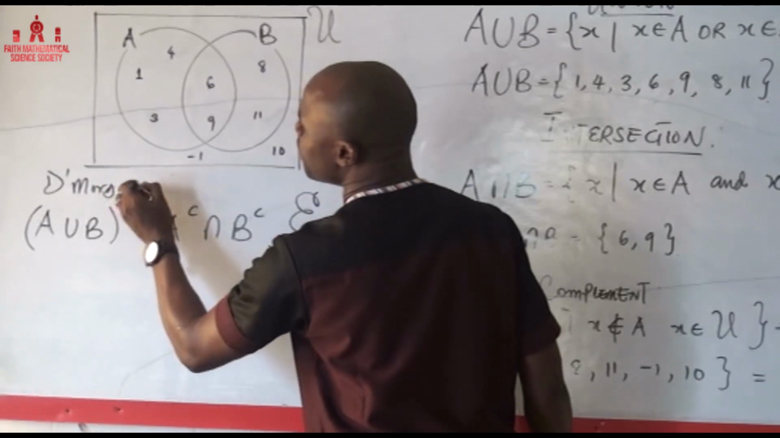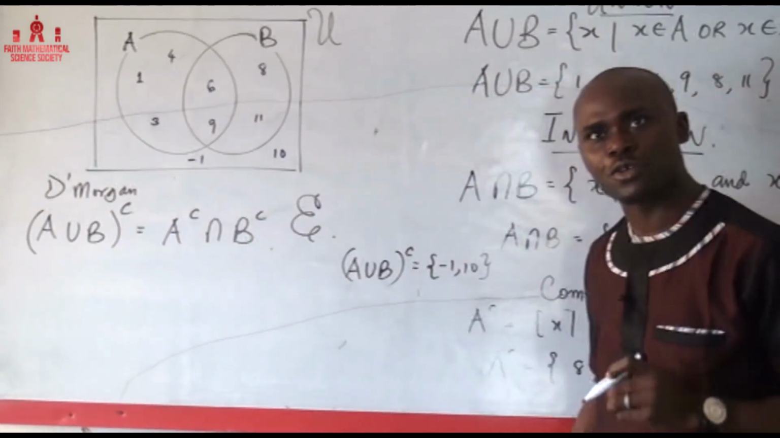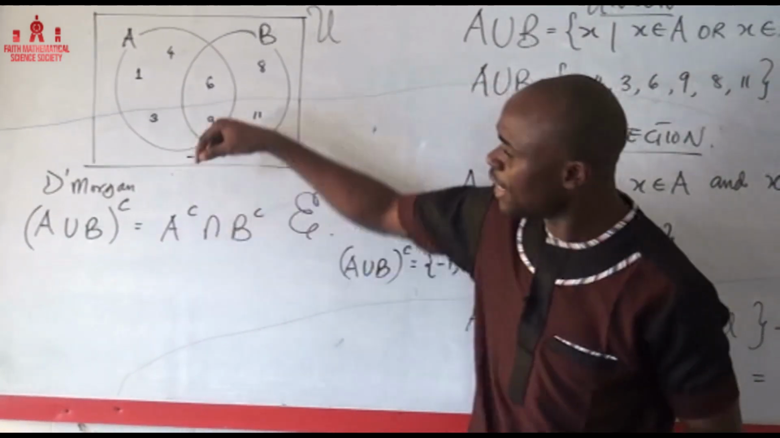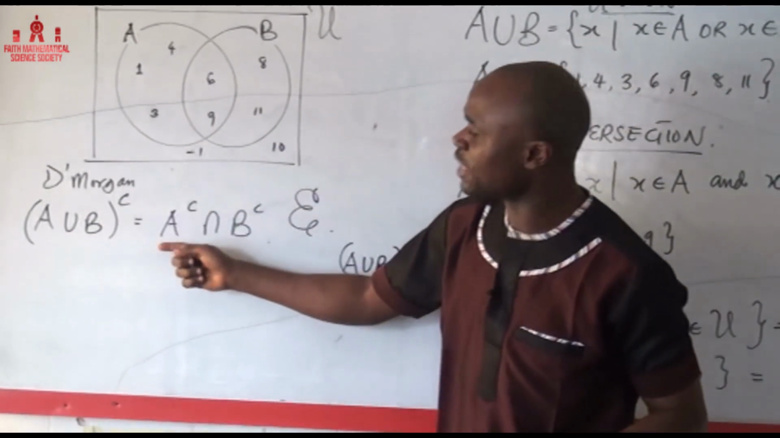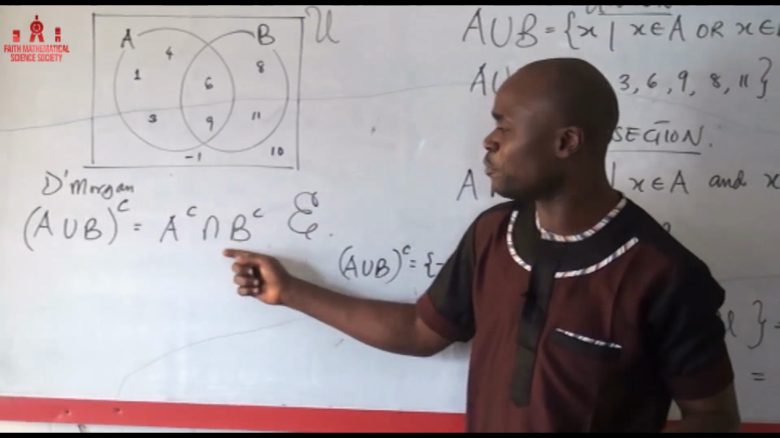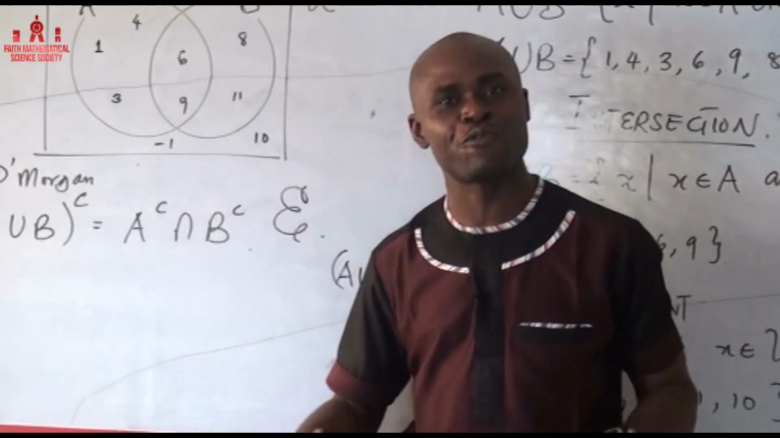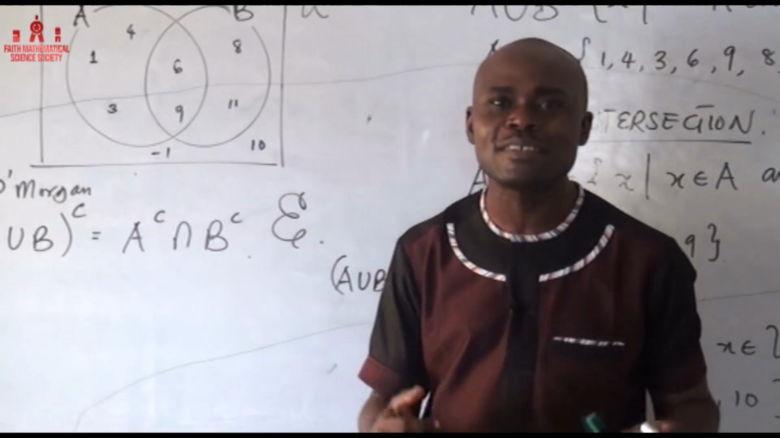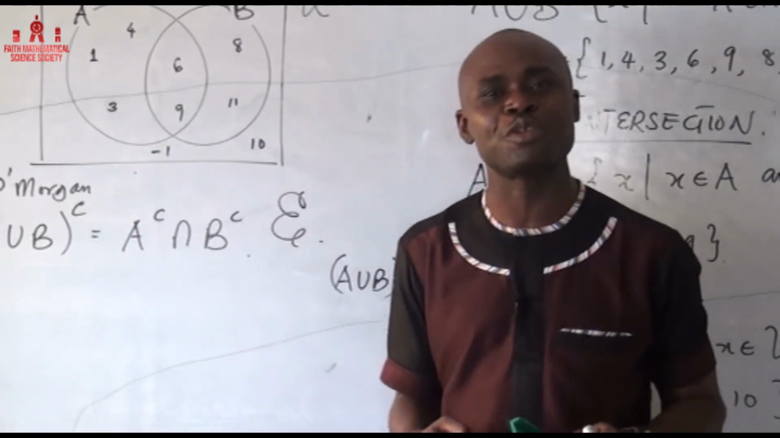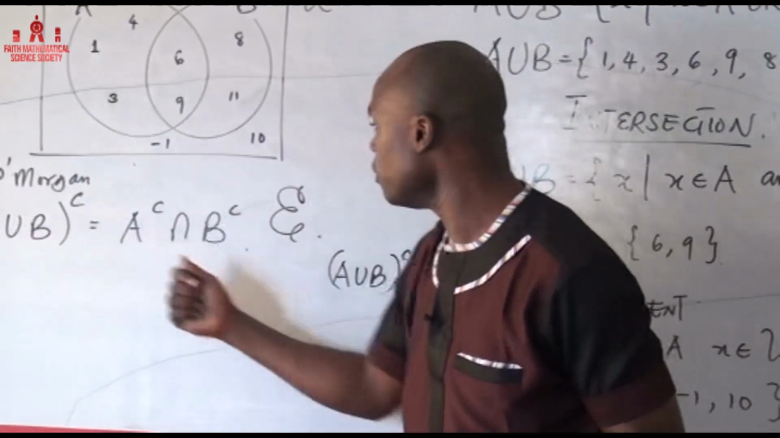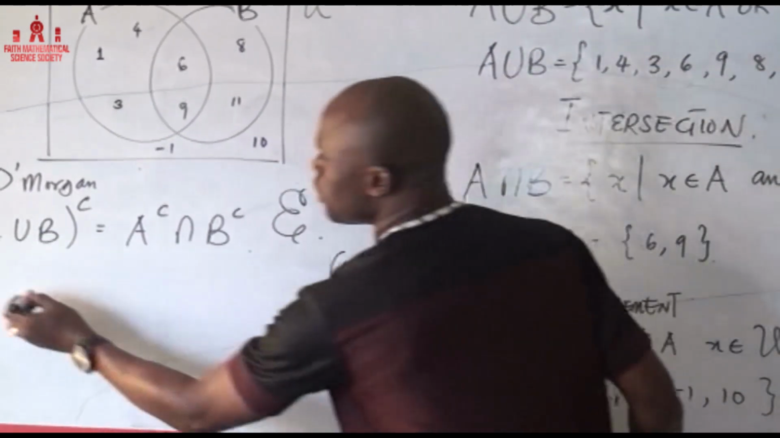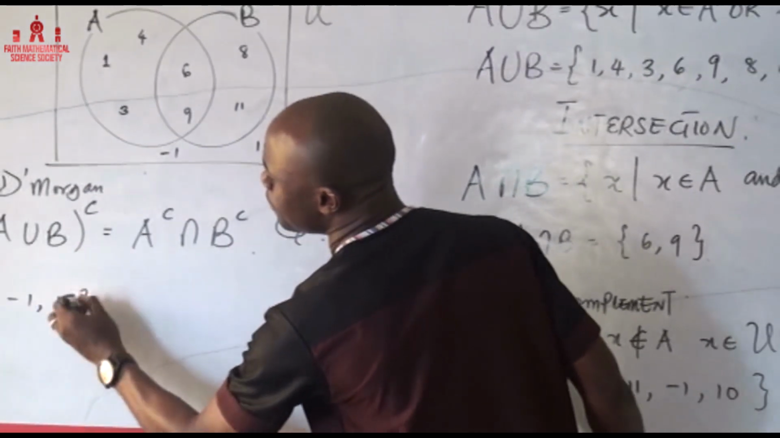De Morgan's theorem is widely applied in set theory, simply telling us that the elements in (A union B) complement are the same as the elements in A complement intersection B complement. Now there is a mathematical proof for this, but since what I'm doing is basic set theory, I'm not going to go into the proof, but we can see that it is true from what we are saying. (A union B) complement is simply minus 1 and 10.